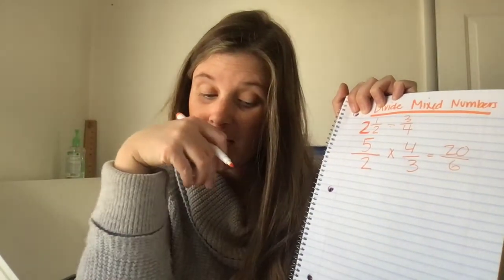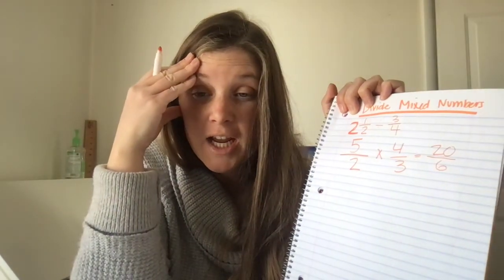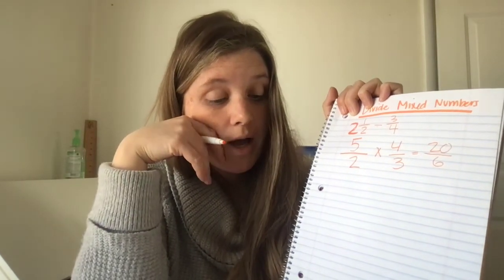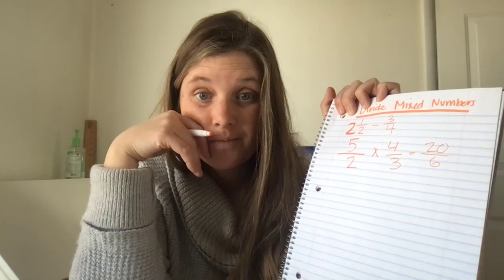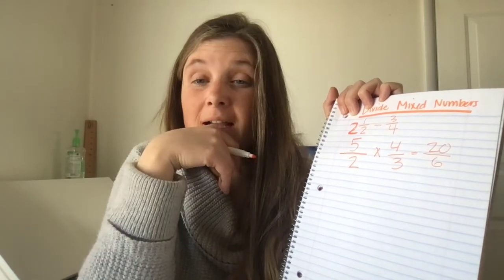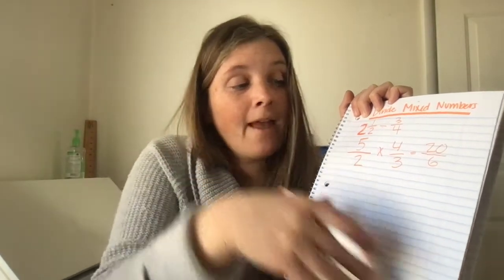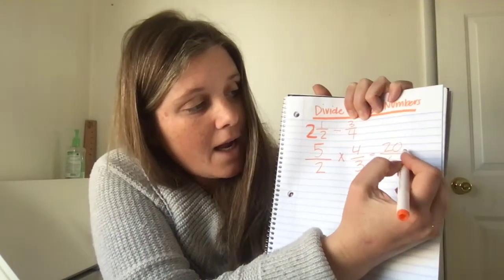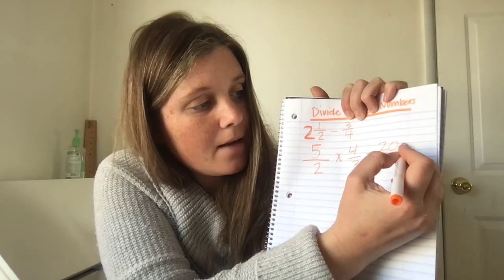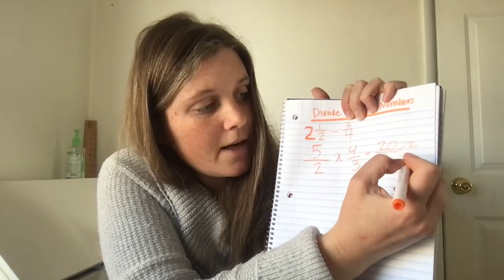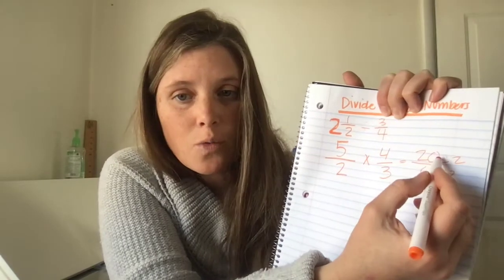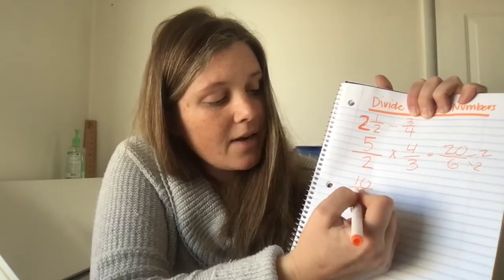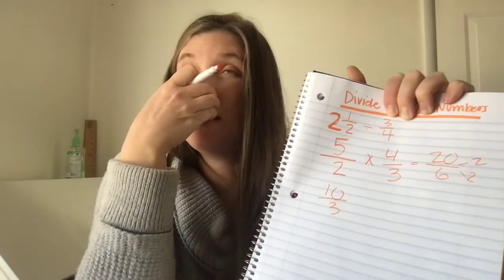Okay, now we need to change this back into a mixed number. So how can we simplify this first of all? Well, what can we divide each of these by? By 2. So let's divide them by 2. So 20 divided by 2 equals 10. And 6 divided by 2 equals 3. So now we have 10/3.